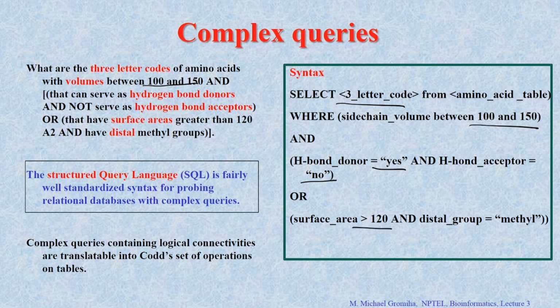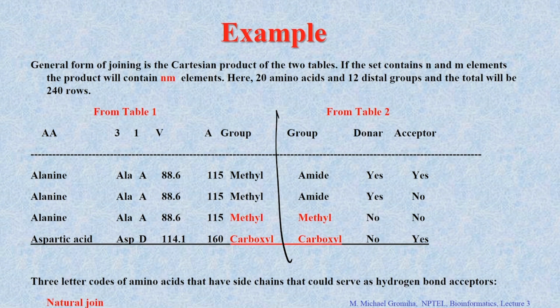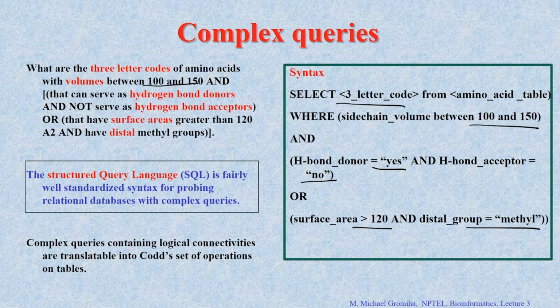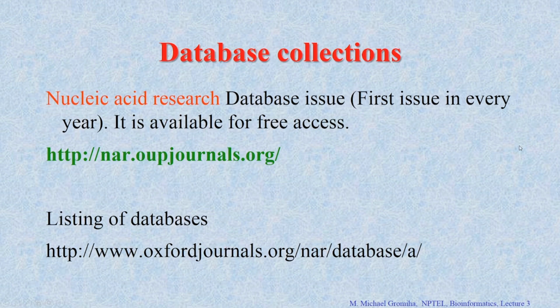Surface area more than 120, right, distal group methyl, right. Now, it is easy. You can use the syntax to fetch the data from this table. So, you can go to any complex queries, write a syntax, and get the data from any relational database, right, fine. So, now we have shown some places where you can get the data together.